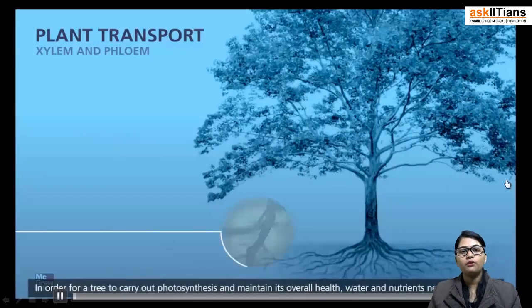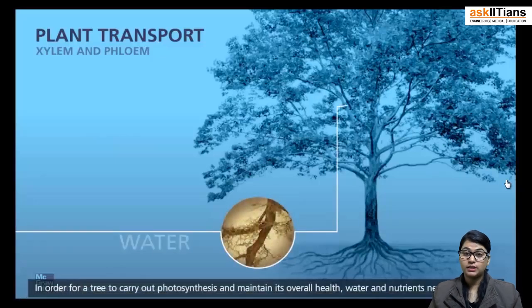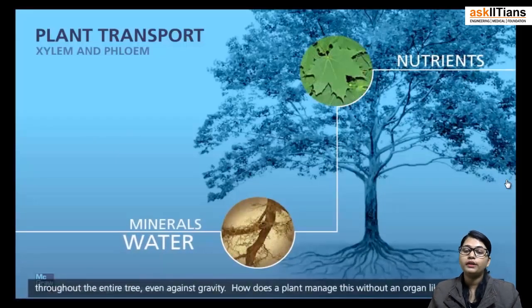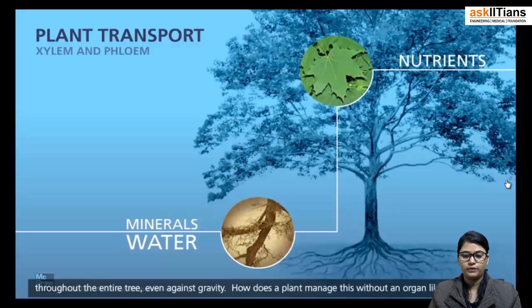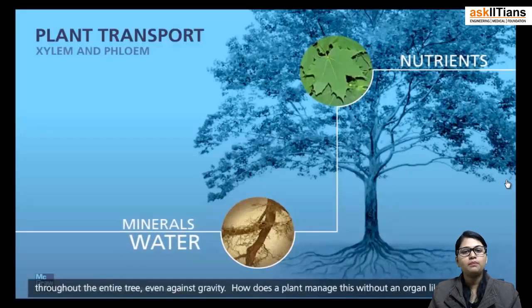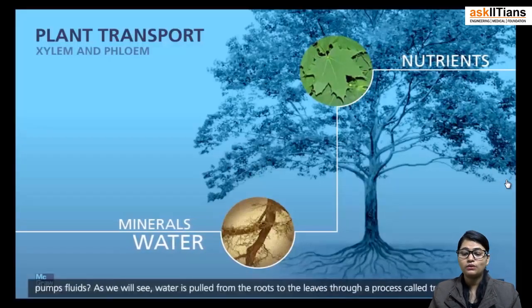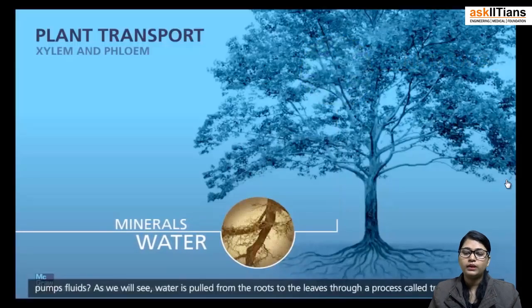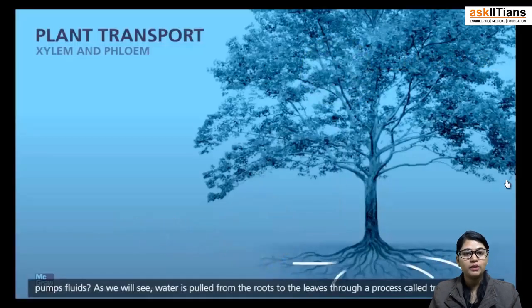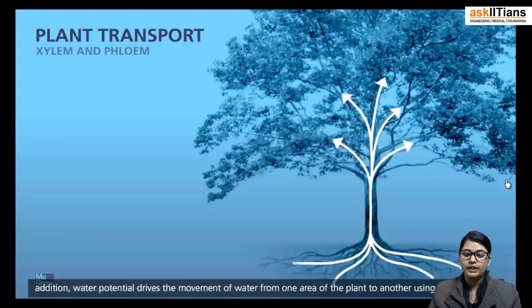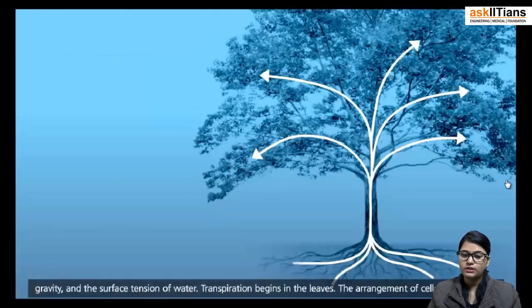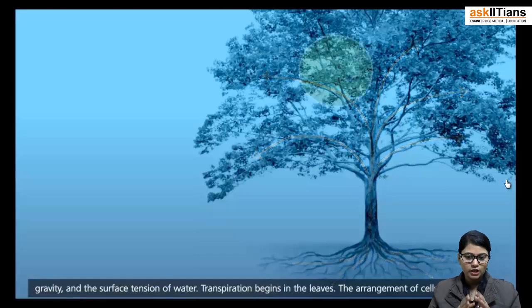In order for a tree to carry out photosynthesis and maintain its overall health, water and nutrients need to move against gravity. How does a plant manage to do all this without a heart? How does it pump fluids and how is transpiration performed? Water potential drives the movement of water from one area of the plant to another using osmosis, gravity and surface tension of water. Transpiration begins in the leaves.